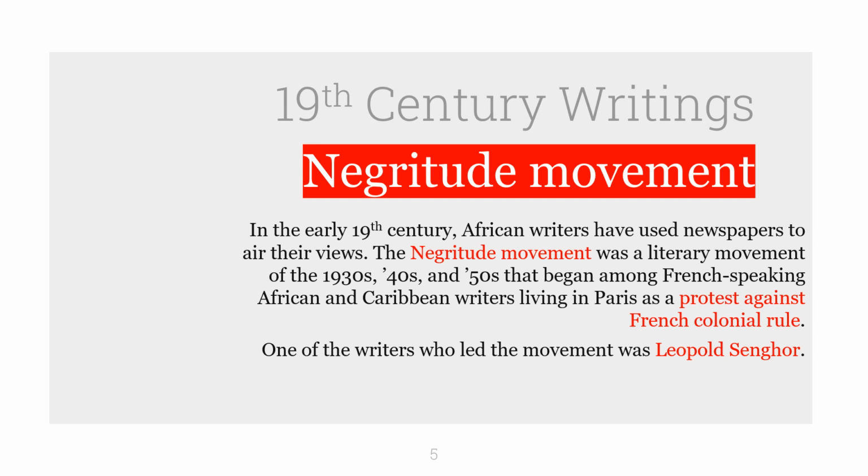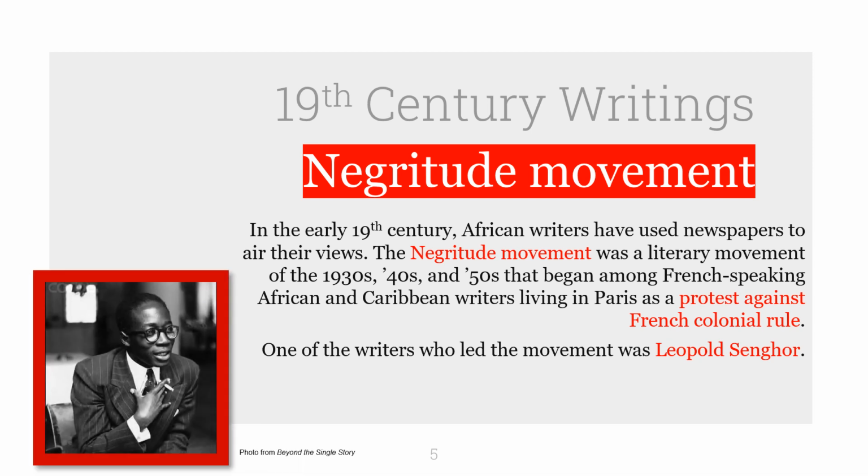Now let's begin with our discussion. So in the 19th century writings of African literature, there is a terminology or a phrase that we call the negritude movement. In the early 19th century, African writers have used newspapers to air their views. The negritude movement was a literary movement of the 1930s, 40s, and 50s, and it began among French-speaking African and Caribbean writers living in Paris as a protest against French colonial rule.